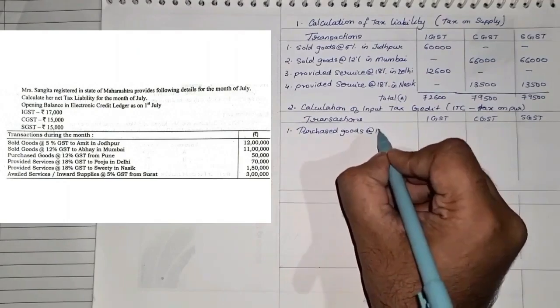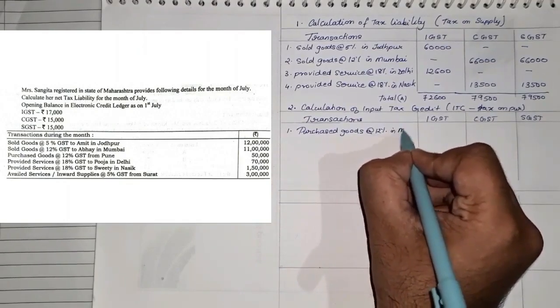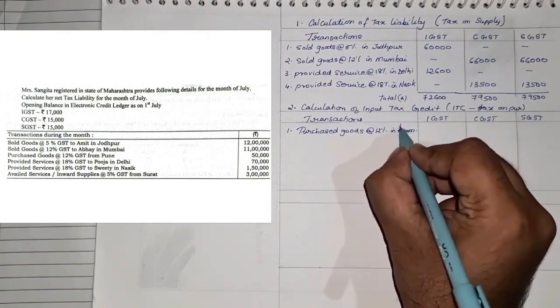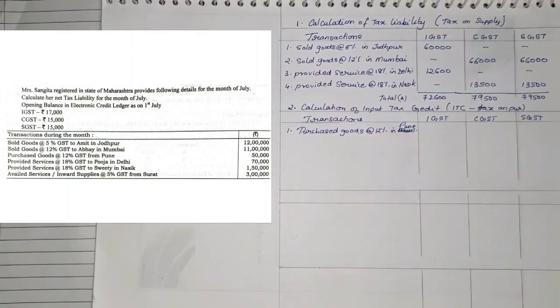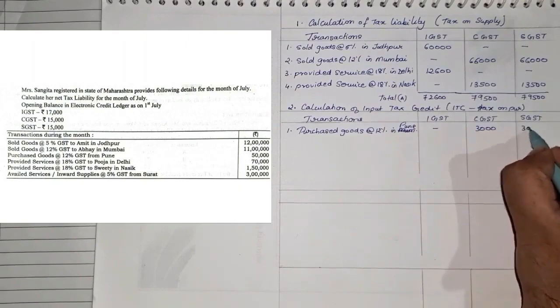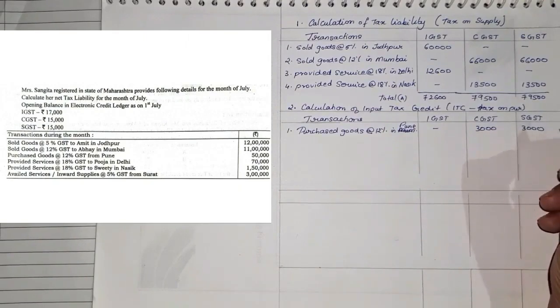Number 1, we have purchase goods at the rate of 12% in Mumbai. Mumbai, Maharashtra, same state. So whatever will be the tax, it will be split in two parts. Sorry, it is purchase goods of 12% from Pune. It's not Mumbai, it's Pune. So Pune's value here was 50,000. So 50,000 into 12%, but we'll take 6%, we have to split in two parts. So it will be 3,000 each. 3,000 will go in CGST and the remaining 3,000 will go in SGST.